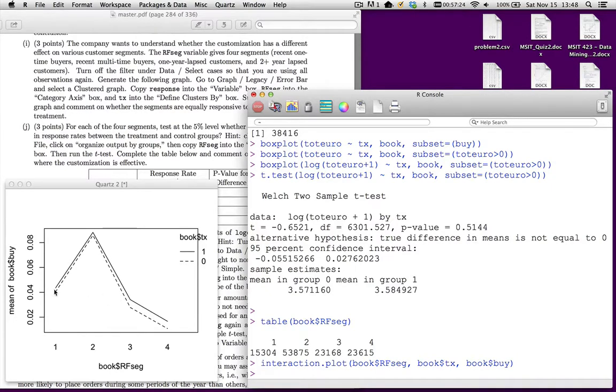And it looks like there's not much of an effect for the first 2 segments. These are your better customers. But the weaker customers show a bit more of an effect.